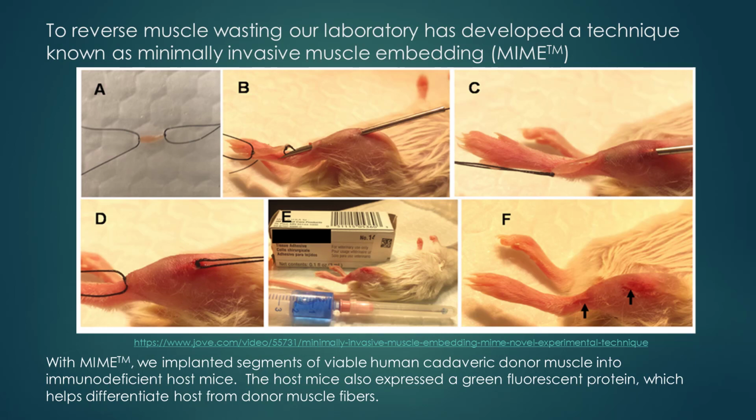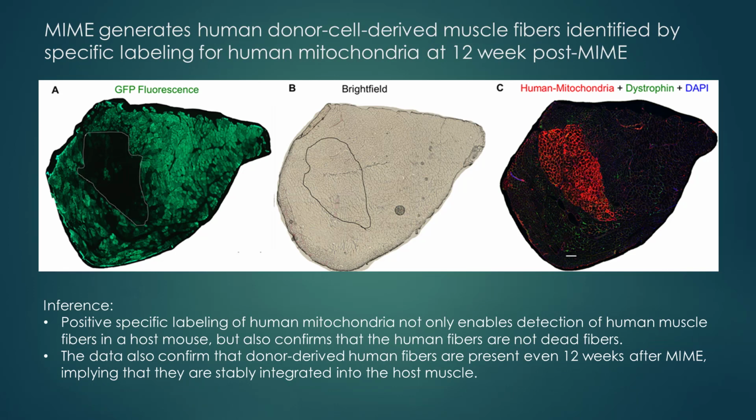We used the MIME technique to implant cadaveric donor muscle into immunodeficient host mice. The host mice also expressed a green fluorescent protein, which helps differentiate host from donor muscle fibers. The results of our study indicate that at 12 weeks after performing MIME, we were able to detect human muscle fibers in a host tibialis anterior mouse muscle.